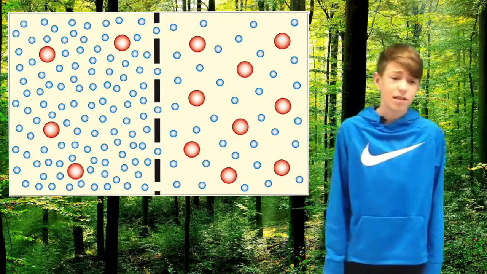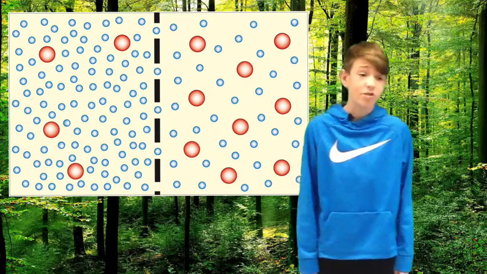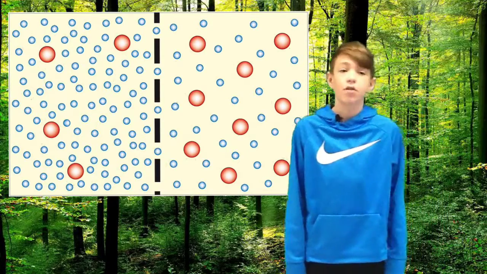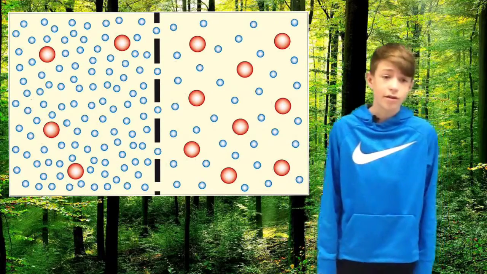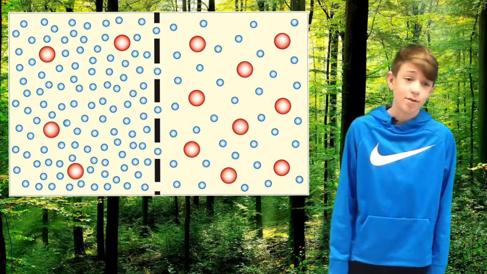If this was diffusion, since the salt was a highly concentrated area and the other container was a lowly concentrated area, the salt would go to the container with the water, but it is too big, so it can't.